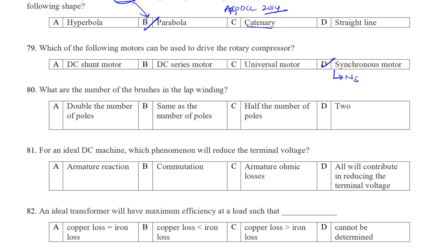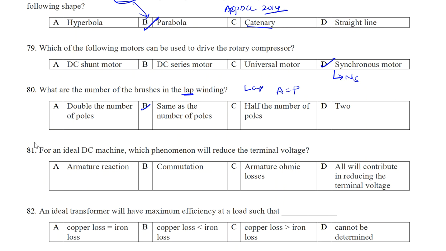Next one. What is the number of brushes in lap winding? Lap winding, remember, L in lap winding: the number of parallel paths A is equal to P. So it is the same as the number of poles here. The number of brushes is also the same.